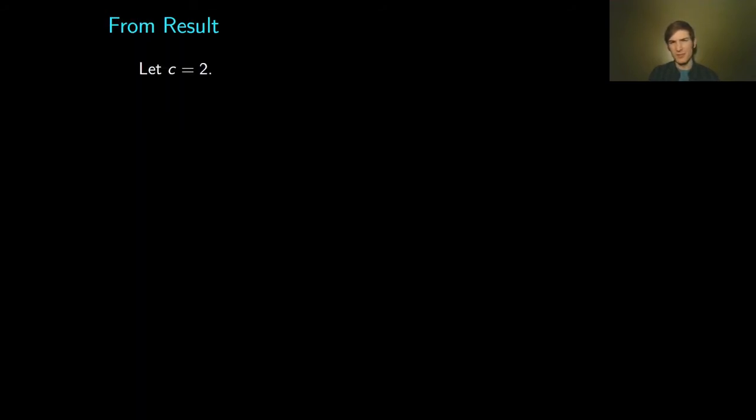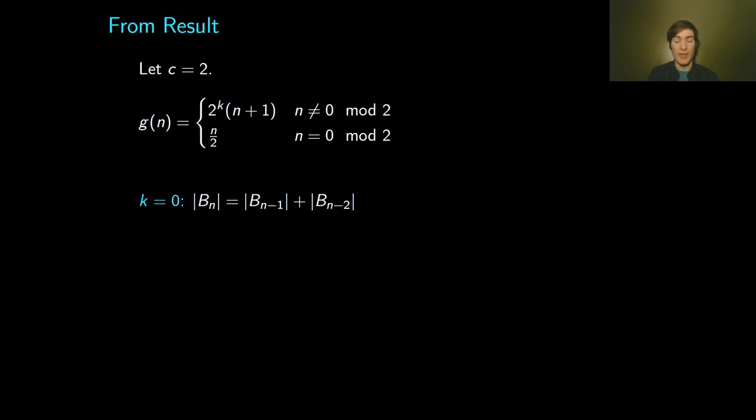To take a look at this result in a few specific cases, just to see some of its more exciting and easier to state properties, we're going to let c equal 2. Then our function we're considering is the one where we've started dividing by 2, but also we're multiplying by a power of 2 now in the odd operation, as it were. Then if k equals 0, we have the Fibonacci.